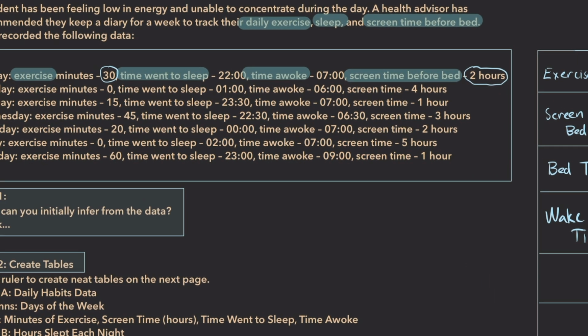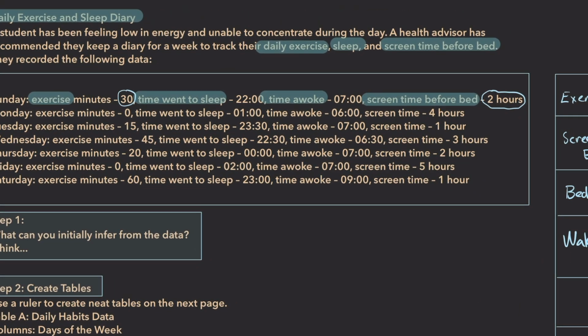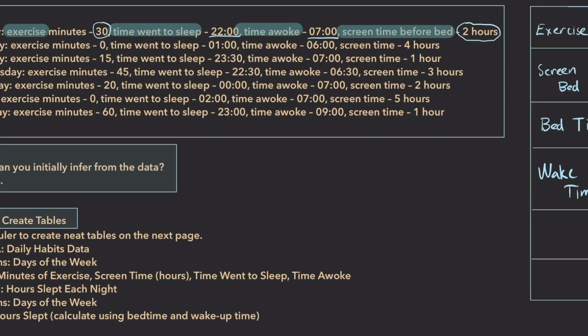Okay, bedtime, what time did they go to bed? So they went to bed at 22:00 and woke up at 7. Now, this is going to create a little complication because it's in 24-hour time, and I actually want to have it in 12-hour time. So we need to do a quick conversion.